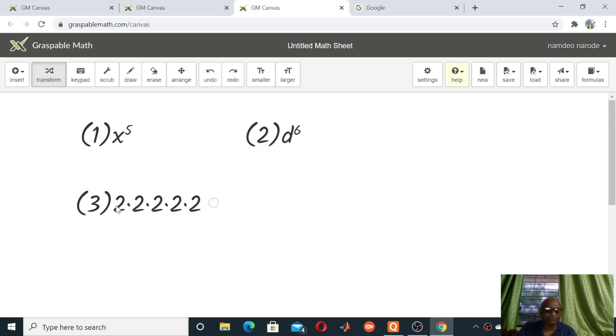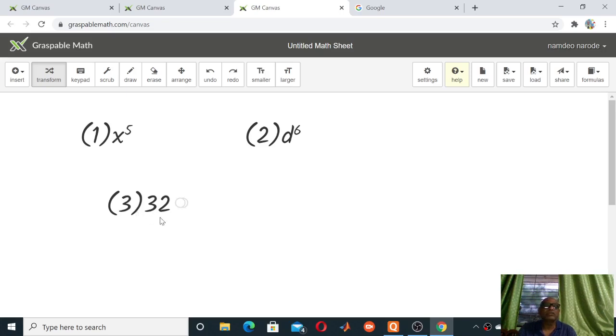How? See, 2 into 2 equal to 4. 4 into 2 equal to 8. 8 into 2 equal to 16. And 16 into 2 equal to 32. And therefore, 2 raised to 5 equal to 32.